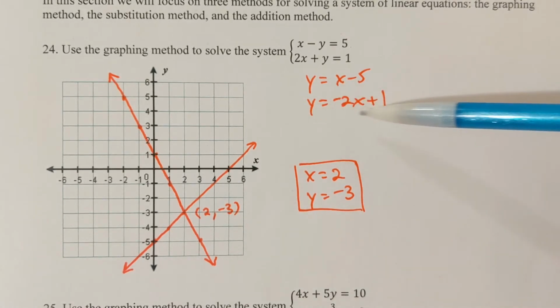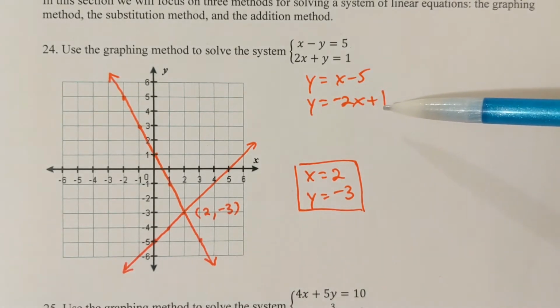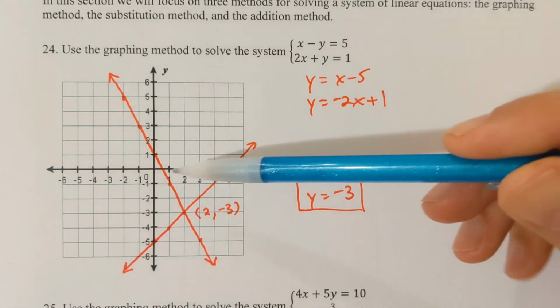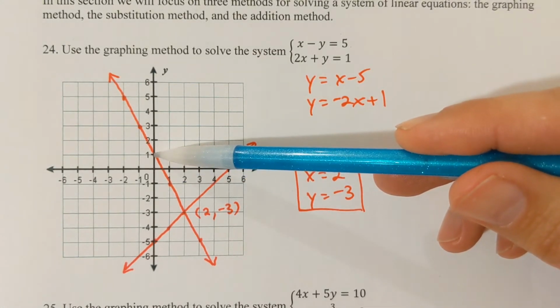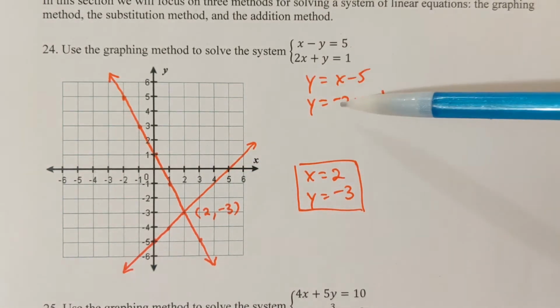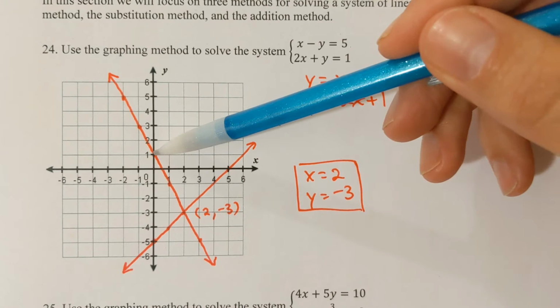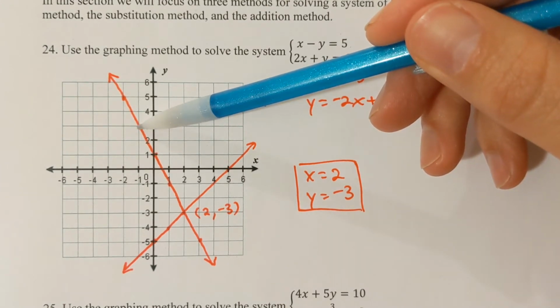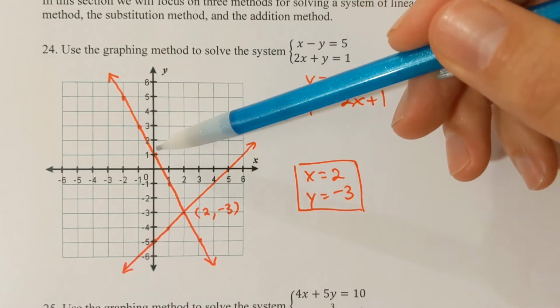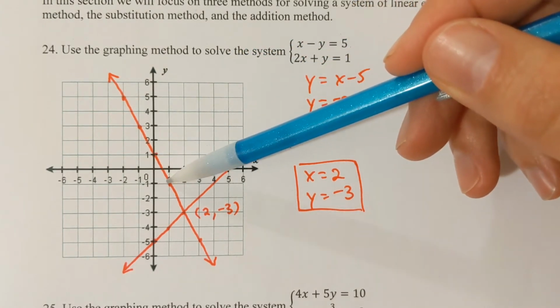Okay, now the second line, y equals negative 2x plus 1, has a slope of negative 2 and a y-intercept at 1. So here's (0, 1), where that line crosses the y-axis. I'll use that as a start point and then work off of the slope. The slope is negative 2, so I'm going to go up 2 and to the left 1, since that's a negative, or you can go down 2 and to the right 1.